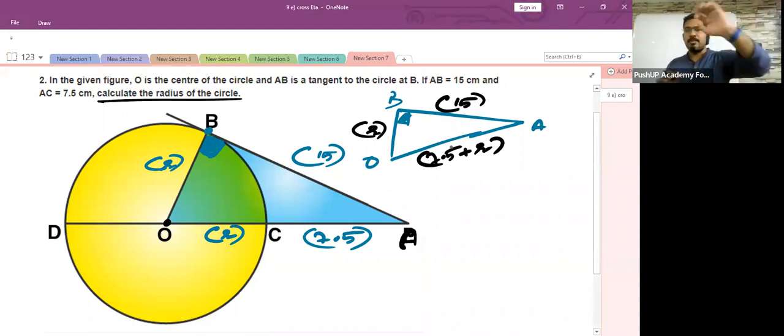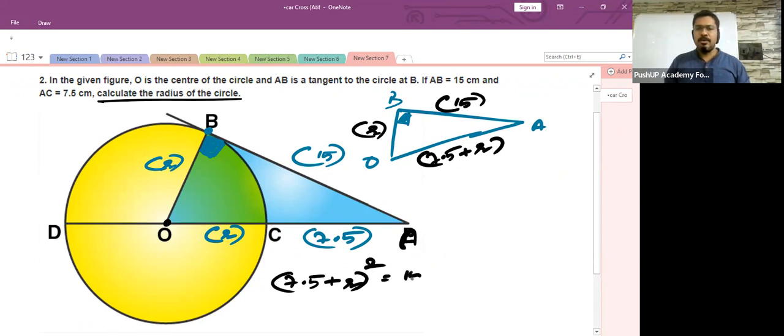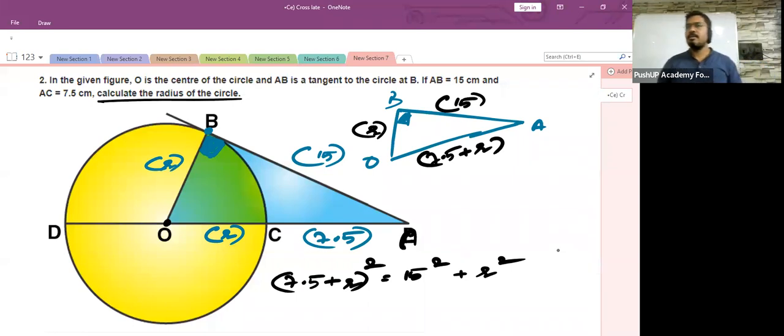Now we will take help from Pythagoras, isn't it? So according to Pythagoras theorem, it should be (7.5 plus R) the whole square is equal to 15 square plus R square. Understood, Sachin? Which property? No, we are dealing with the length of the sides. The third property could have been used if they were asking us to find a particular angle. Here we are dealing with the sides, so we can apply Pythagoras theorem. Am I clear? Look, you are following it today.